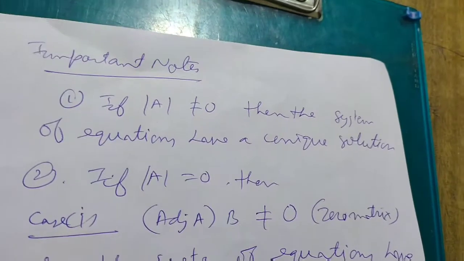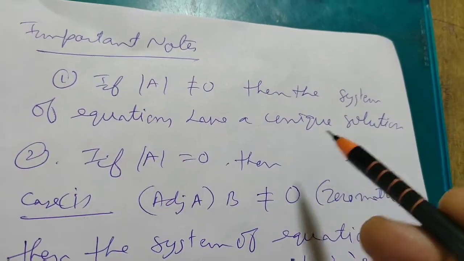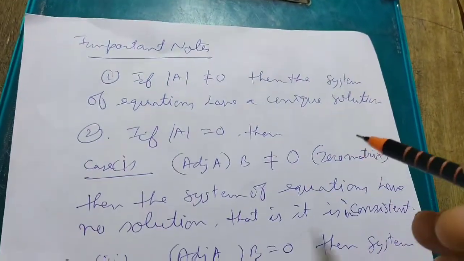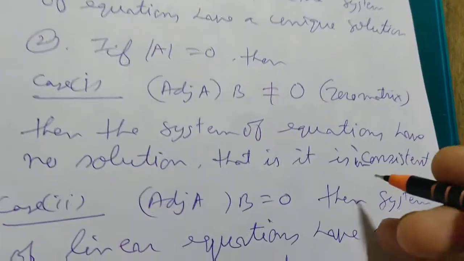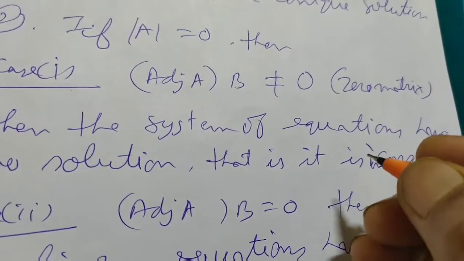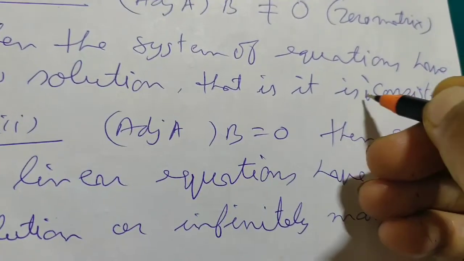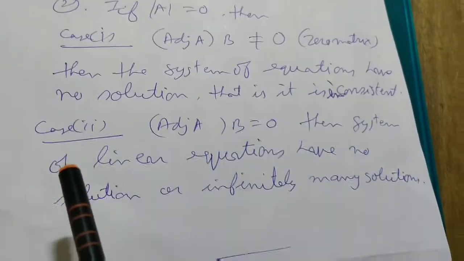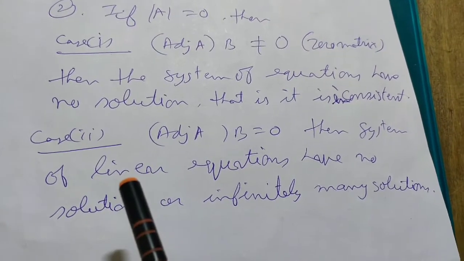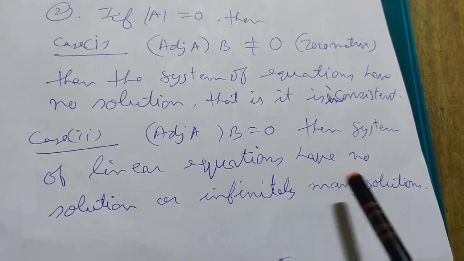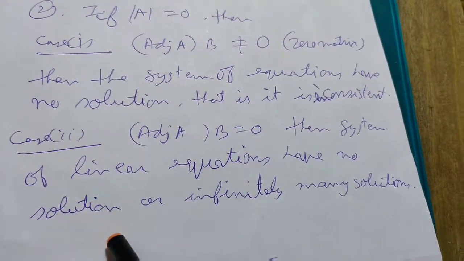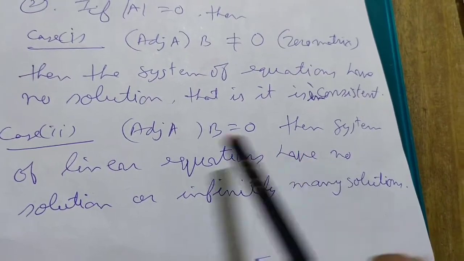And an important note: if determinant of A is not equal to 0, then the system of equations will have a unique solution. And if determinant of A equal to 0, then we have to check adjoint of A into B. If that is not equal to 0, then the system of equations is inconsistent. And if adjoint of A into B is 0, then the system of linear equations has no solutions or infinitely many solutions. You do not have to go further to decide whether the given system will have no solution or infinitely many solutions. You have to stop here itself just by writing this.